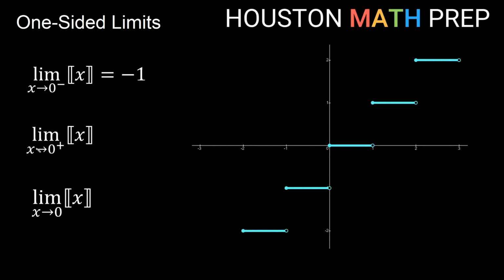If we look at this next one and approach x equals 0 from the positive side, I would be on this step if I'm approaching 0 from the positive side. And so if I'm on this step, I'm actually at a y value of 0, right? So my second limit here would be 0.